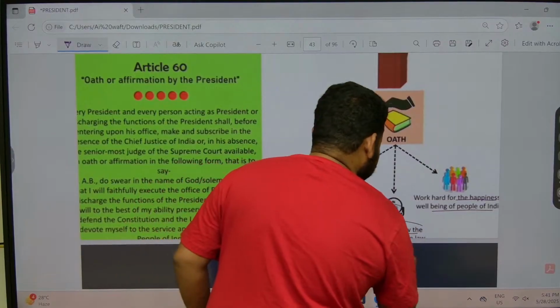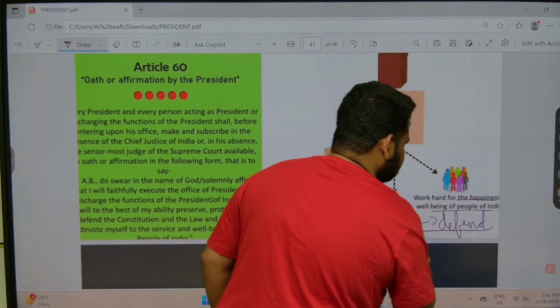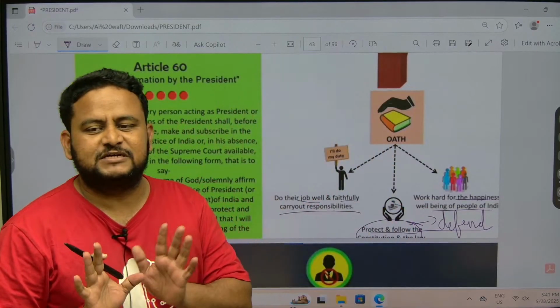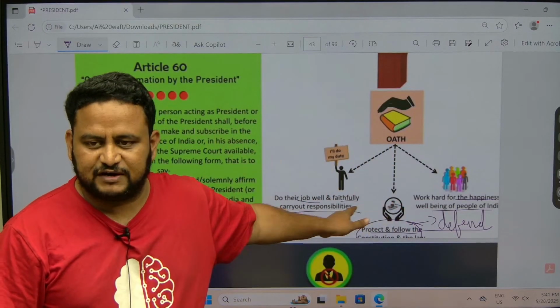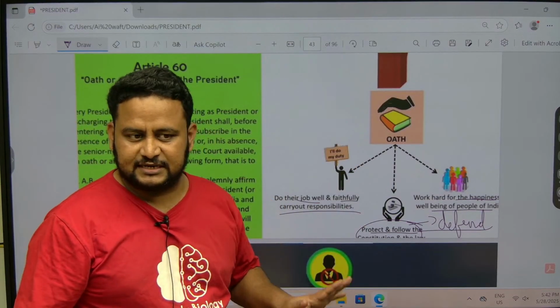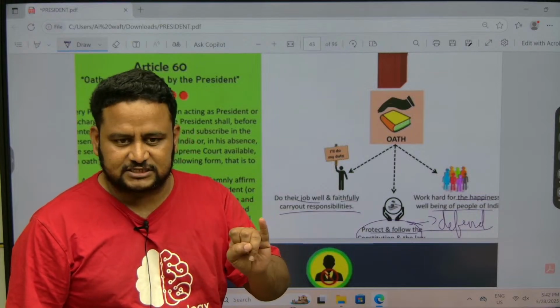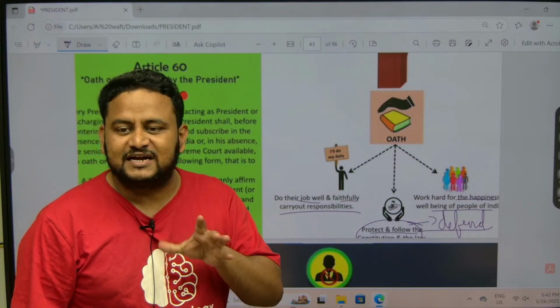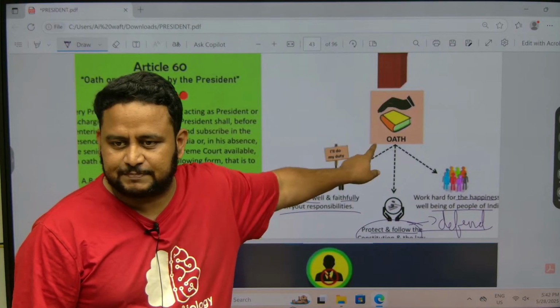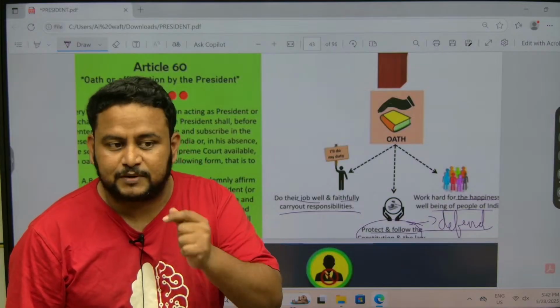Here, this actually means defend the constitution. The word is defend the constitution. Only one person takes the oath as defend the constitution, that is only the president. No other person takes the oath as defending the constitution. The Prime Minister also never takes the oath as defend the constitution. Who is the defender of the constitution, if they ask? It is the president. Who is the guarantor of fundamental rights? Supreme Court.